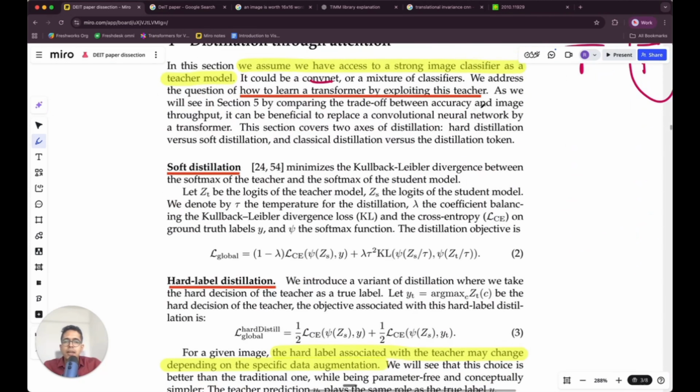As we'll see, it can be beneficial to replace CNN with a transformer. This section covers two axes of distillation: hard distillation versus soft distillation, and classical distillation versus the distillation token. Let's see what this idea is.